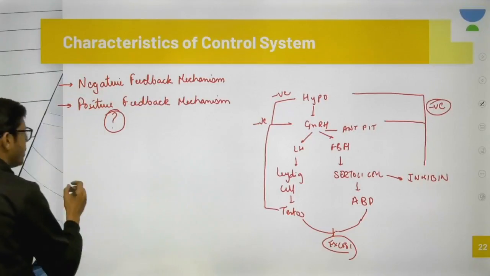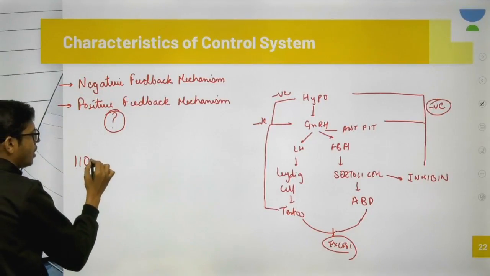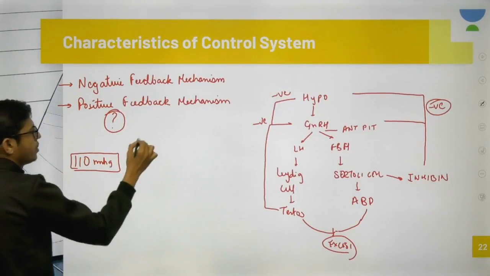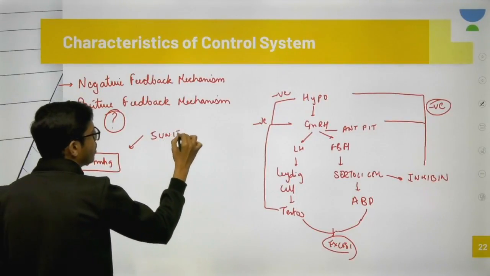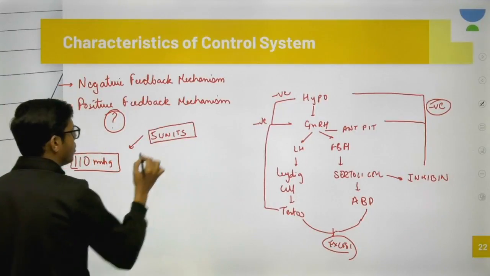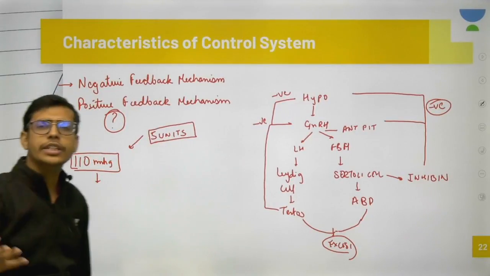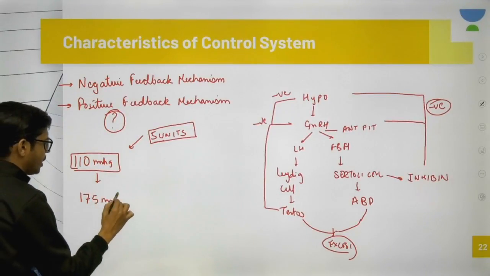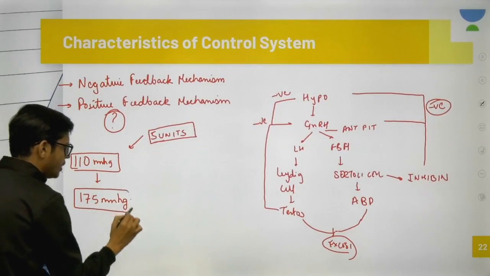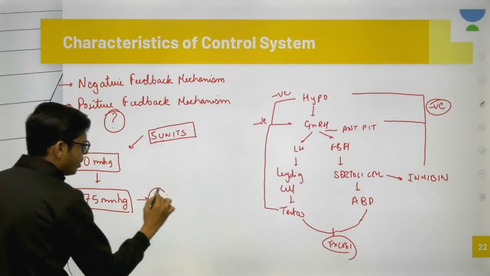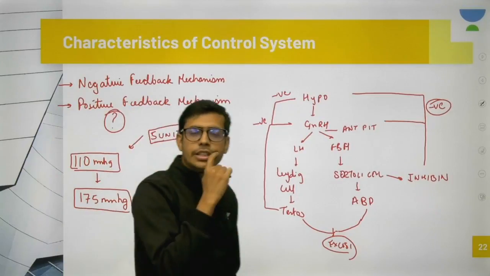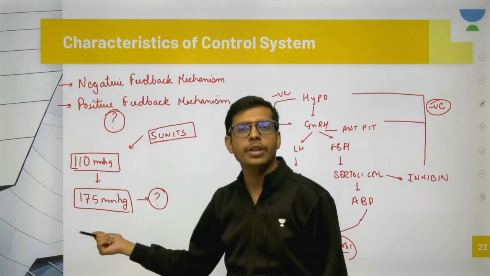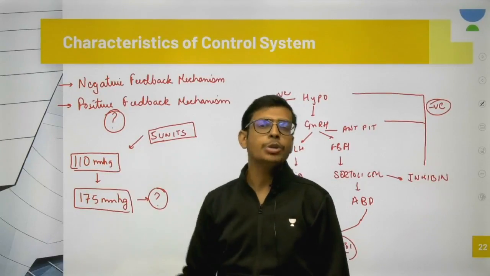Suppose my blood pressure is 110 mm of Hg, and I transfuse 5 units of blood. I did not require 5 units of blood. Obviously, my blood pressure would rise to 175 mm of Hg, hypothetically. Now this 175 mm of Hg, what is it? This is the elevated pressure. This shouldn't be my normal arterial blood pressure, and it would cause damage to my organs.